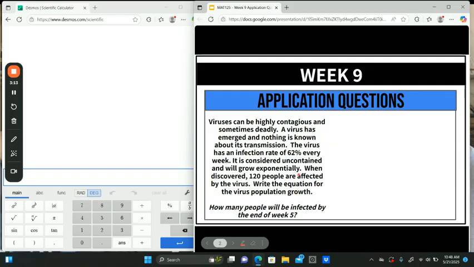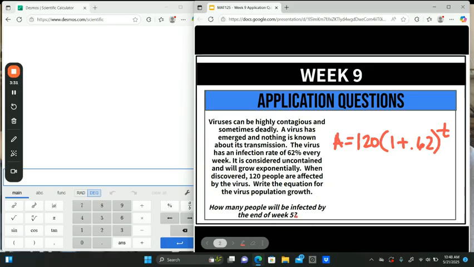So the same thing here, write the equation for the virus population growth. We just did this in the previous question. So I'm going to copy the formula that we came up with because we are going to need it. 120, 1 plus 0.62 to the T.